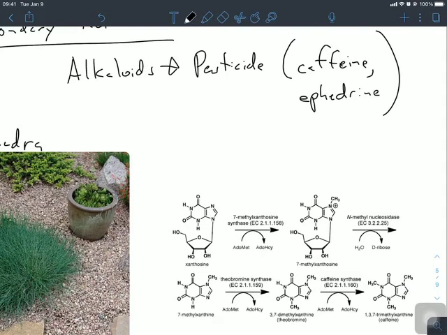Now, in preparing this lecture, I started to read about what's called the biosynthesis of caffeine. How does a plant actually make caffeine? What are the precursors of caffeine? And much like a heart exploding from too much caffeine, my mind exploded when I learned where caffeine originates from.